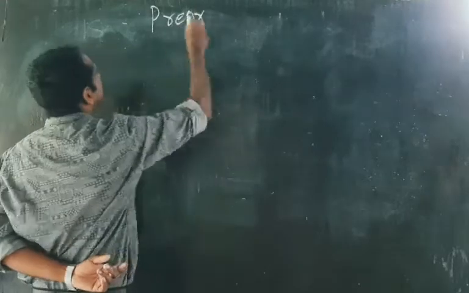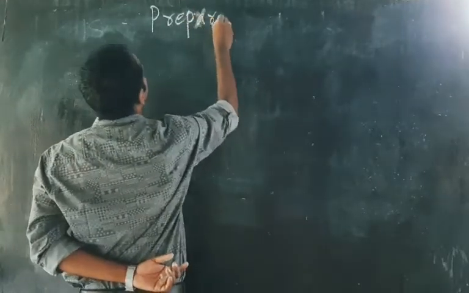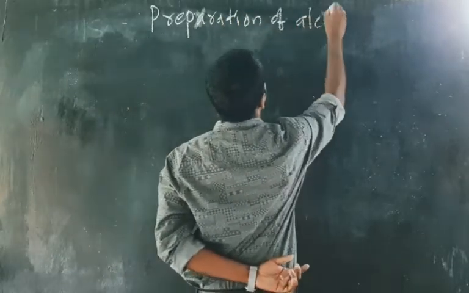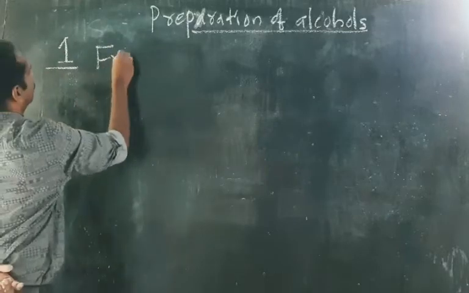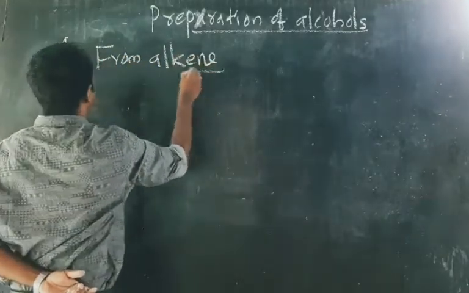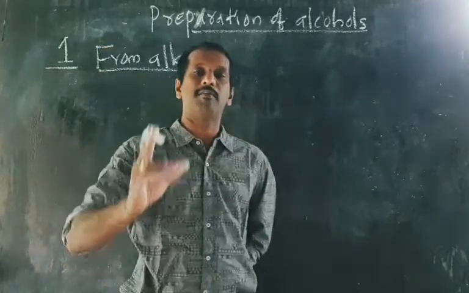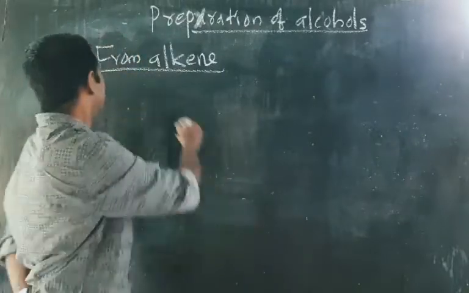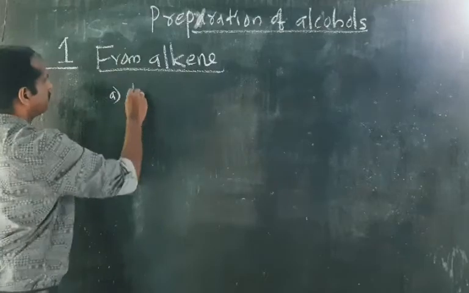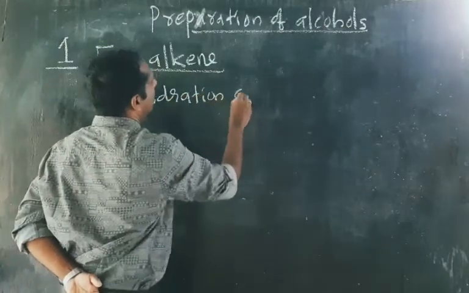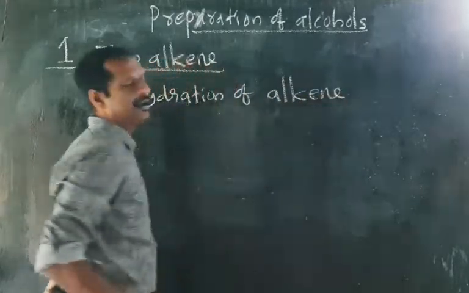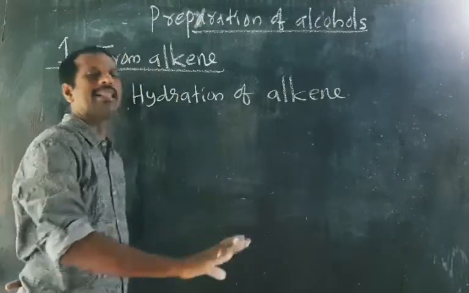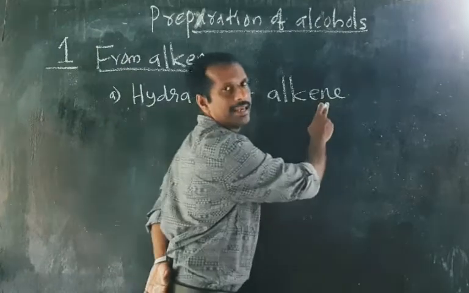Next is preparation of alcohols. Preparation of alcohol. First method, number one, from alkene. The first method is preparation of alcohol from alkene. There are different methods to prepare alcohols from alkene. Out of that, hydration of alkene. The first method, by the hydration of alkene.